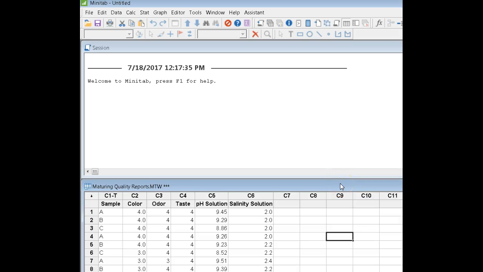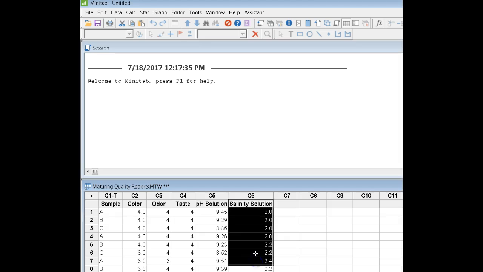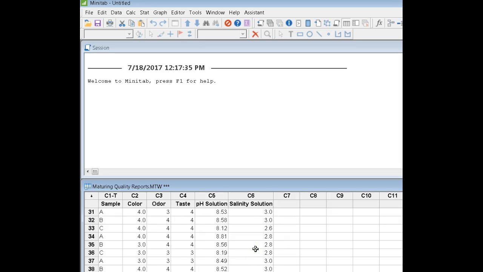In this video, I'm going to look at running a test of hypothesis about a population mean. And in the example in your notes, the question is whether or not the salinity of some canned shrimp, or the brine, is equal to 2.5 or whether it's different from 2.5. Now here in this file, Maturing Quality Reports, we've got the salinity of a number of cans of shrimp, and we want to run the test of hypothesis on this.